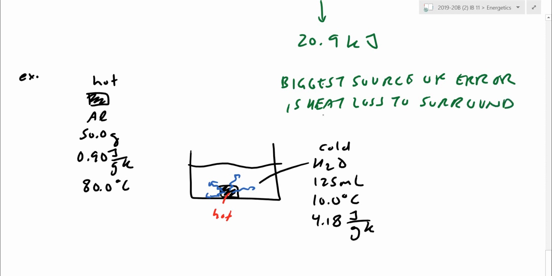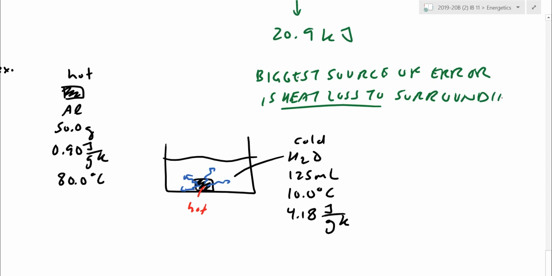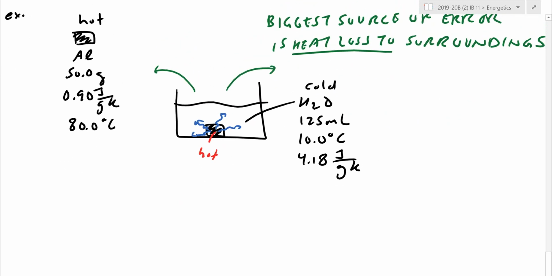So because I have no way of making sure that this is perfectly isolated, I can't trap all the heat inside. Any heat that actually escapes outside, that's going to be the biggest problem. What we're going to do mathematically, though, is because we're doing this ideally, picturing a perfect world, we're going to make a few assumptions. Because I know the biggest problem is going to be heat loss in the environment, I'm going to pretend that's not a problem. I'm going to assume our system is perfectly isolated.